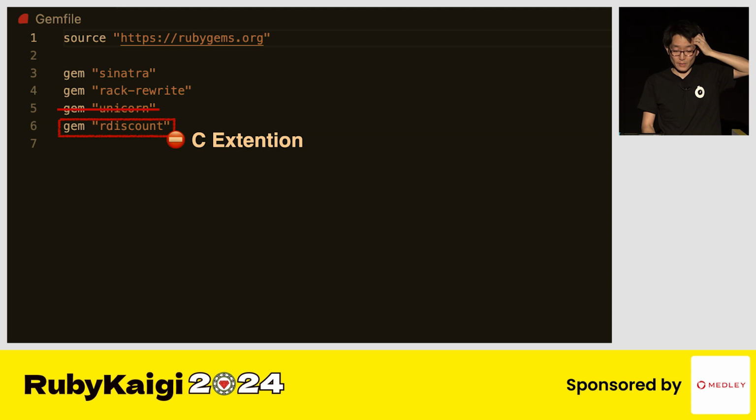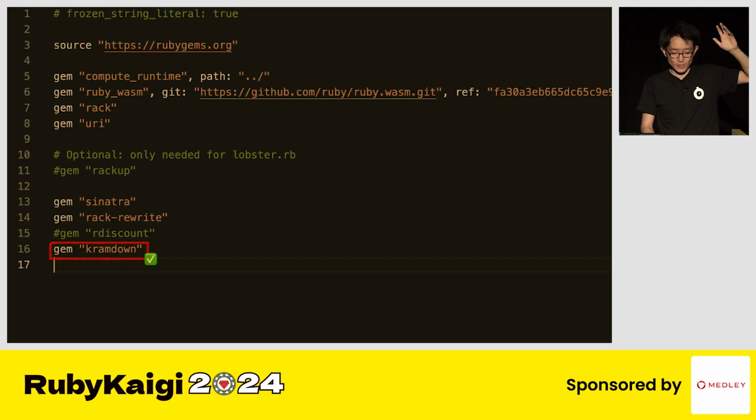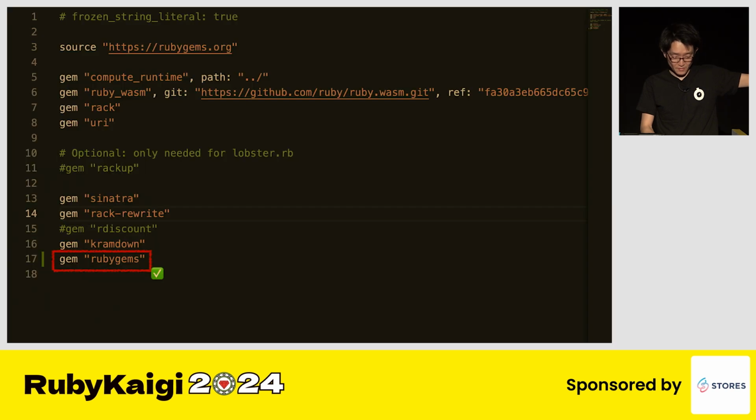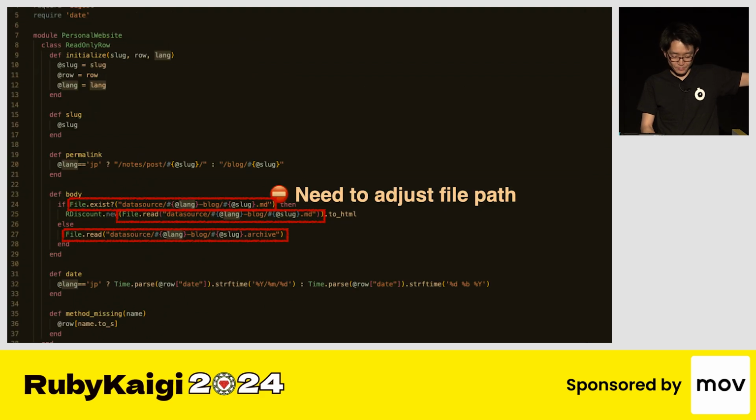Although Yuta Saito mentioned yesterday that C extension is soon to be available, back then, I mean, I tried this last year, and when I tried this, C extension was not supported. So I needed to look for a Markdown library written in pure Ruby code, which was Kramdown in my case. And next, there was a constant missing error here, which was really quick. I just added one line of code into the Gemfile.